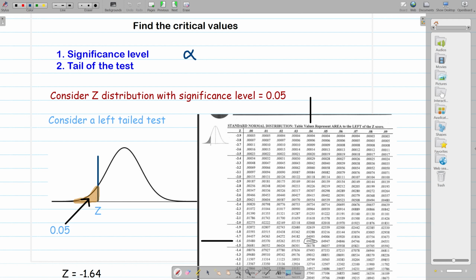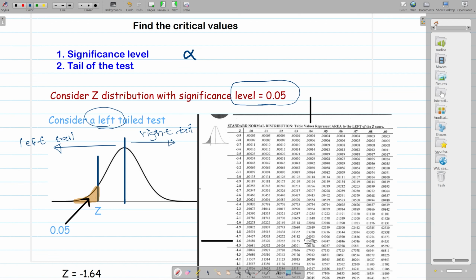Consider this normal distribution graph. From the middle is our mean, and left to that mean is the left tail. Right to the mean is the right tail. Because our test tail is a left one, we should draw this 0.05 from the left of the graph. See, I have colored here the 0.05 area from the left.